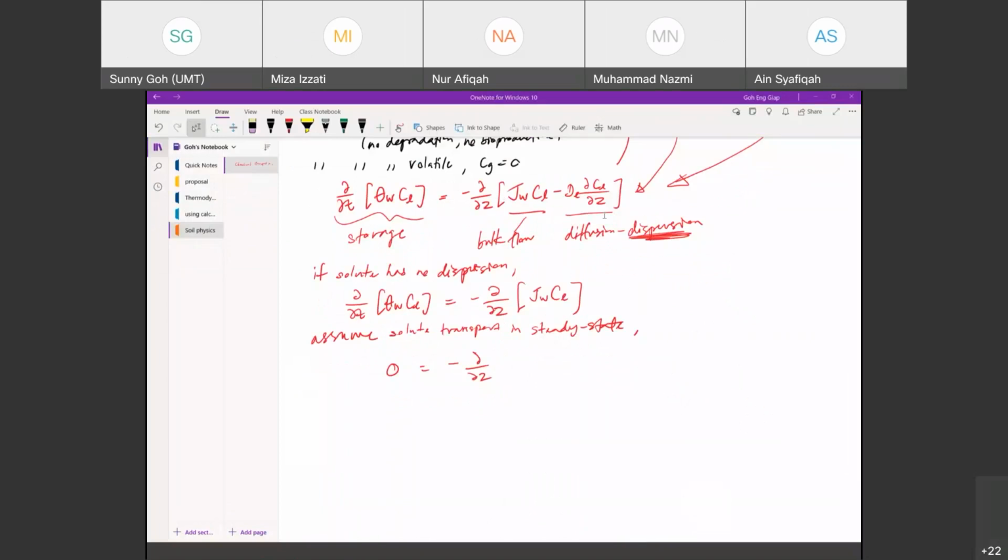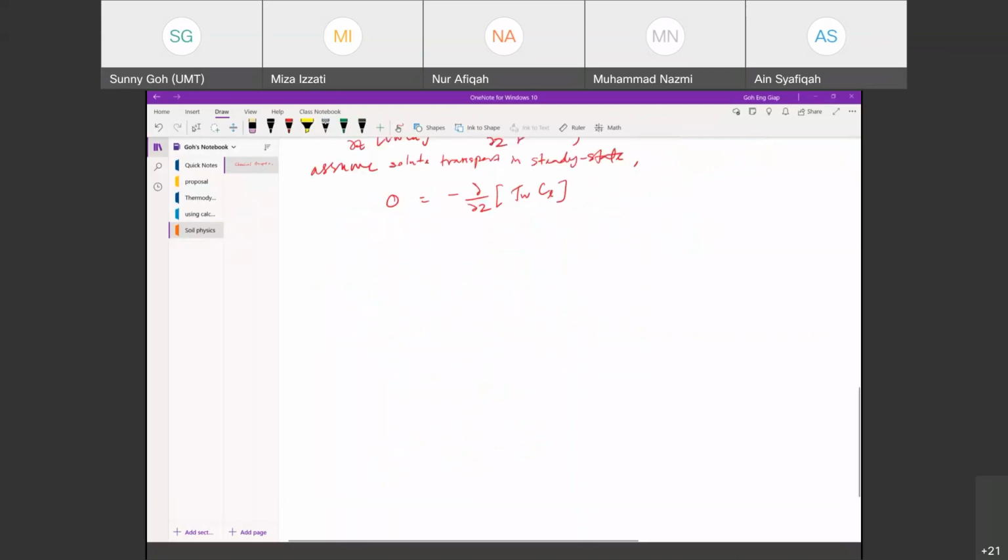Okay. So you can simplify further. You assume that solute transport is in steady state. Steady state means there's no storage. Then you get something like this: JWCL coming in, JWCL going out. Inside here, the storage, dCT over dt, equals 0. So there is no storage inside the system. So that's basically how it looks. That's the simplest you can go.